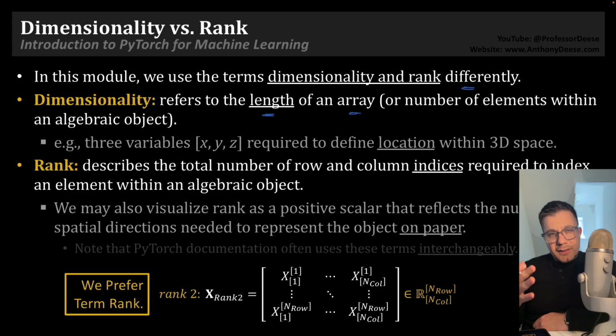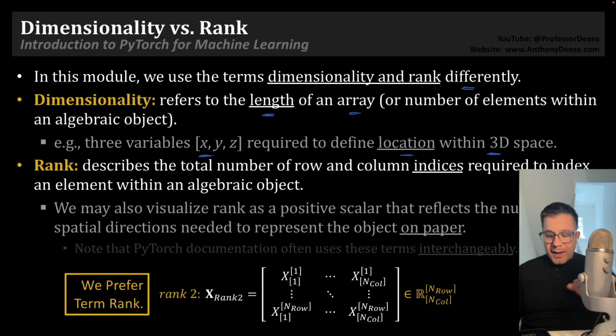So let's take the example of a three-dimensional space. We can use three variables, x, y, z, to define a location within a three-dimensional space. So we have a single array. It has three elements, height, width, and depth, and that allows us to define a location. So I'm going to refer to that as a three-dimensional object.